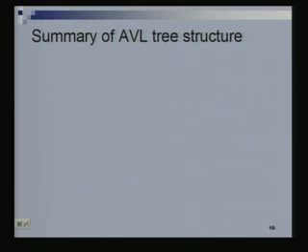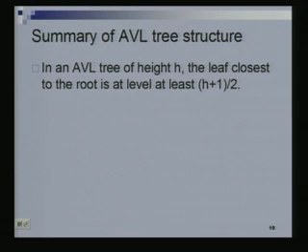So let us summarize what we have seen as far as the structure of an AVL tree is concerned. If the height of an AVL tree is h, then the closest leaf can be at level (h plus 1) by 2.